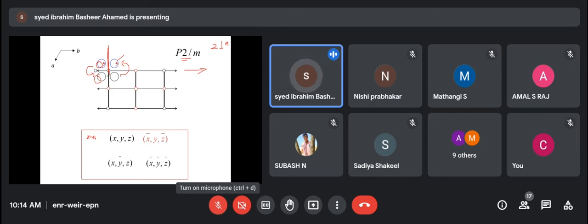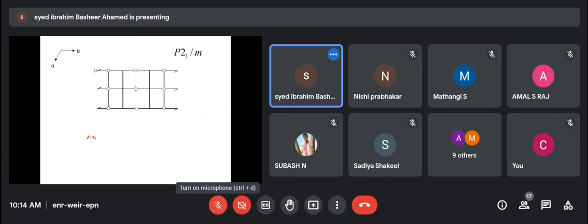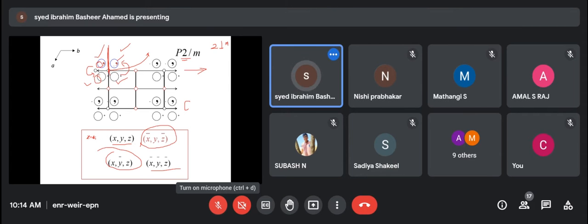Now if you see this and this molecule, they are inversely related. This and this are again inversely related. So we can call this a center of symmetry. So P2 over M is centrosymmetric. The number of molecules in the asymmetric unit is 4 molecules.